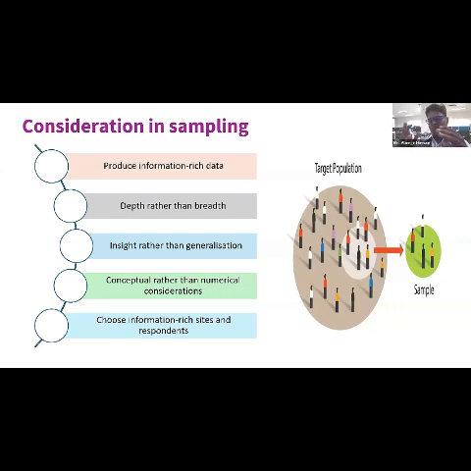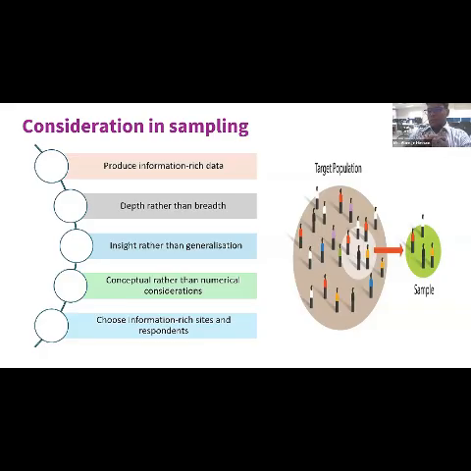Breadth versus depth means it helps to get deeper data rather than a large number of participants. We keep a small number of participants, and from them you can get more insight and more in-depth information by asking questions and probing. People get a chance to explain why they have some sort of behavior, why they hold such attitudes, and what beliefs they may have. This helps to get in-depth information and insight rather than generalization.